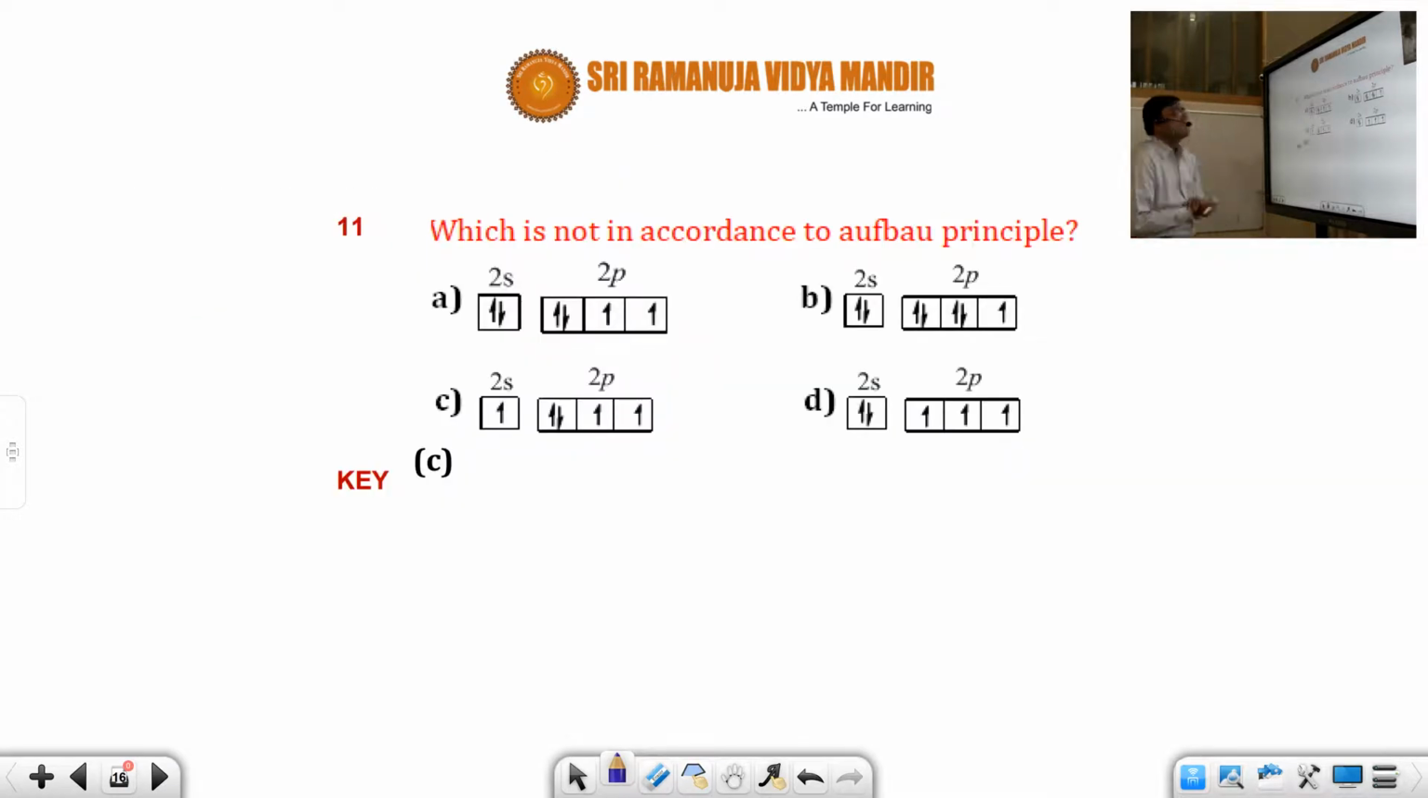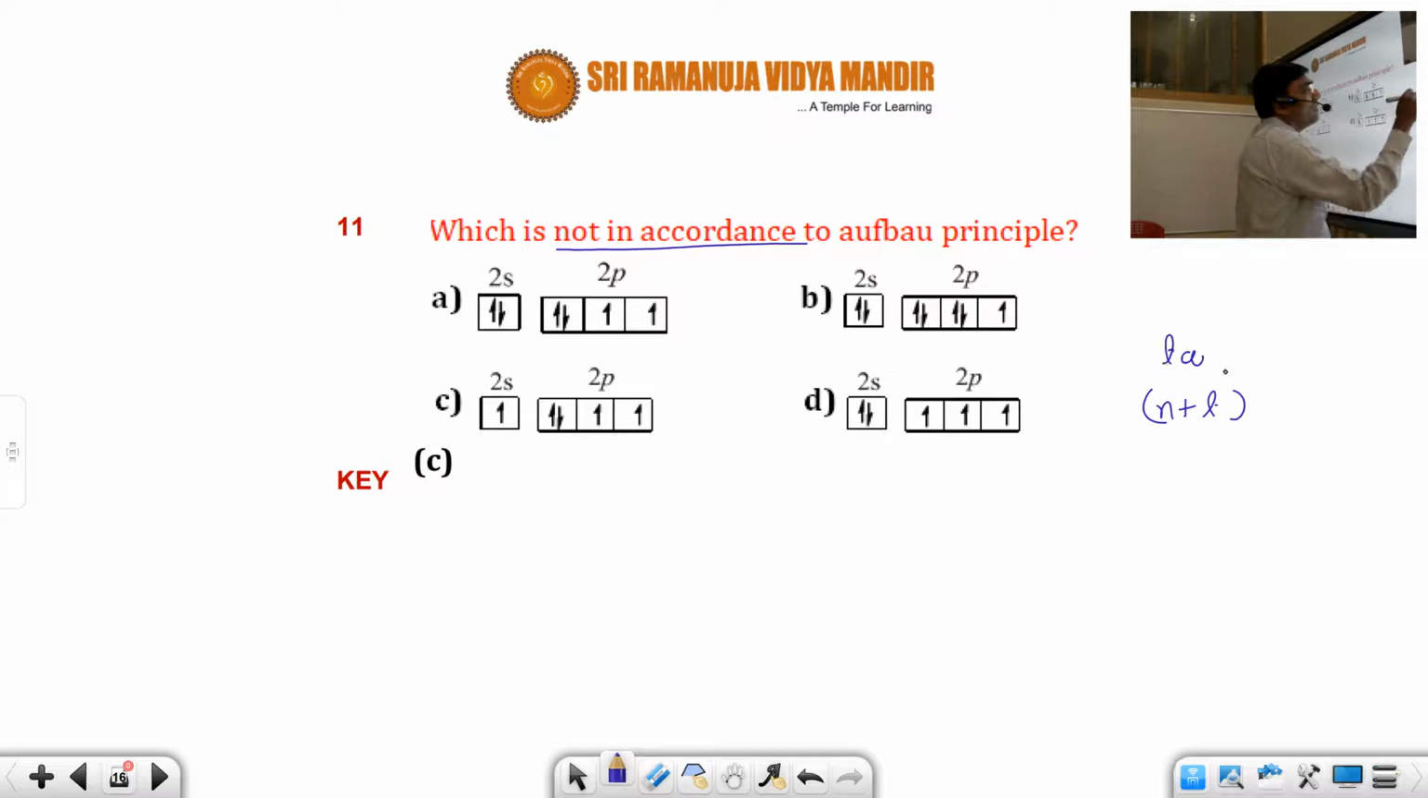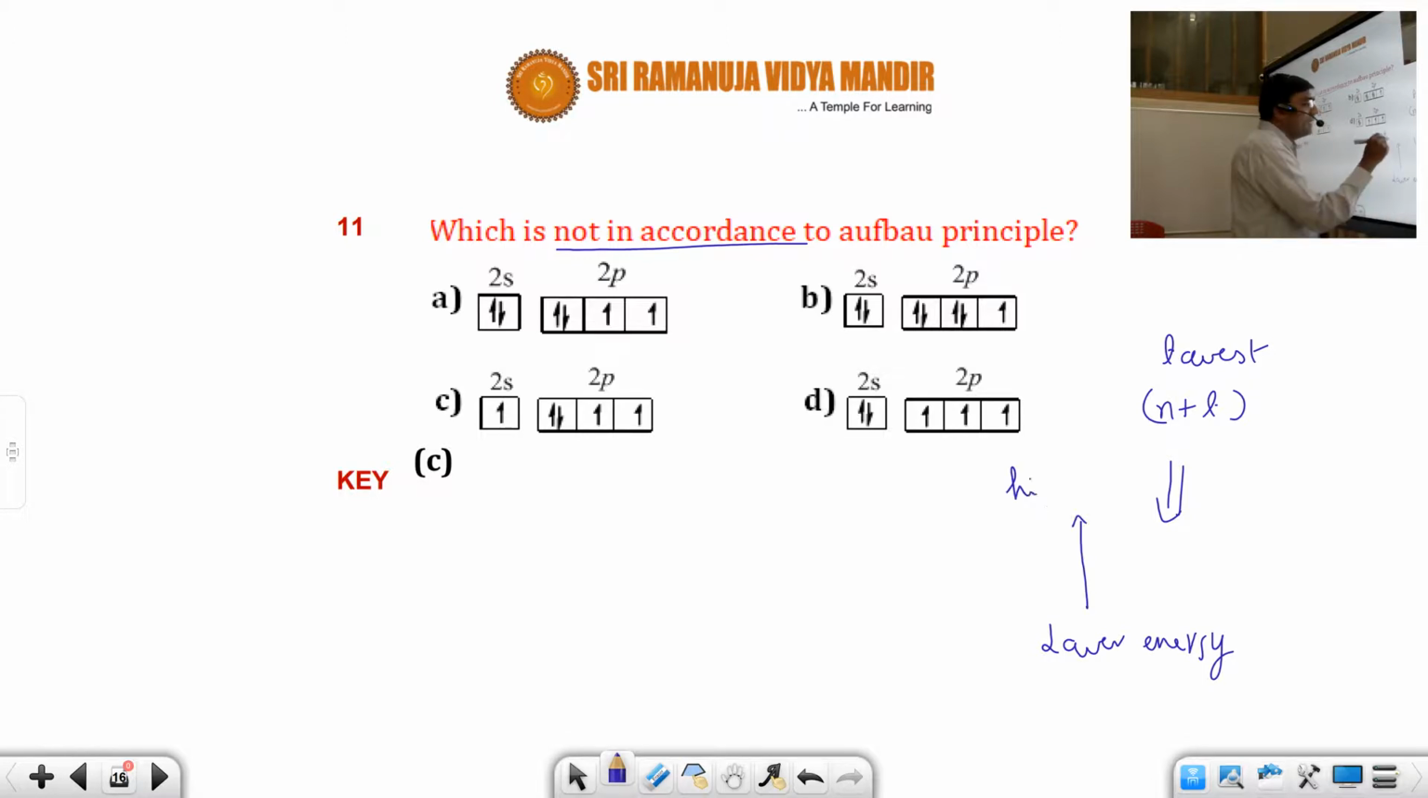Now, let us move on to the next step, which is not in accordance with the Aufbau principle. So, what is the Aufbau principle? The Aufbau principle depends on the n plus l value. So, what is the lowest n plus l value? This is very, very important. Firstly, lower energy levels should be filled. Lower energy levels must be filled, then higher energy levels will be filled. This is the concept.